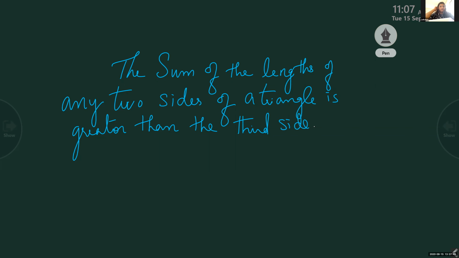Did you understand properly? Yes, ma'am. The sum of the lengths of any two sides of a triangle is greater than the third side. That is it. And one more theorem is there. We'll do one problem related to it. After that, we'll pass on to the next one.